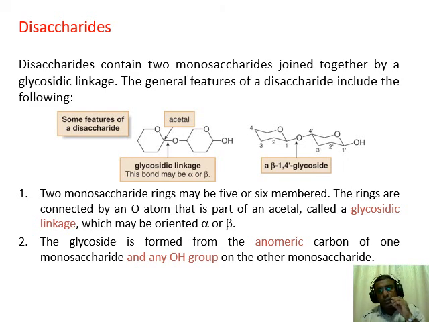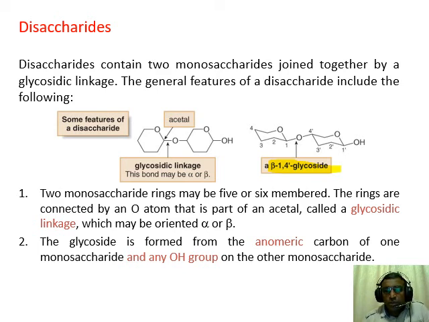We now move our attention to disaccharides, and later we will look into polysaccharides. Basically, a disaccharide is a combination of two monosaccharides coming together by a glycosidic bond. The glycosidic bond can vary: it could be beta 1,4, alpha 1,4, or alpha 1,2 glycosidic bond. So there is variation to it.